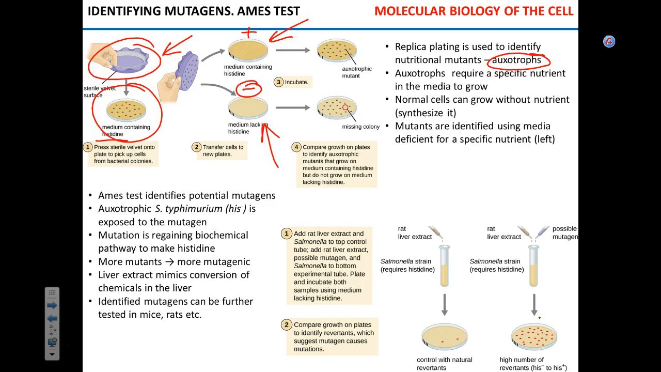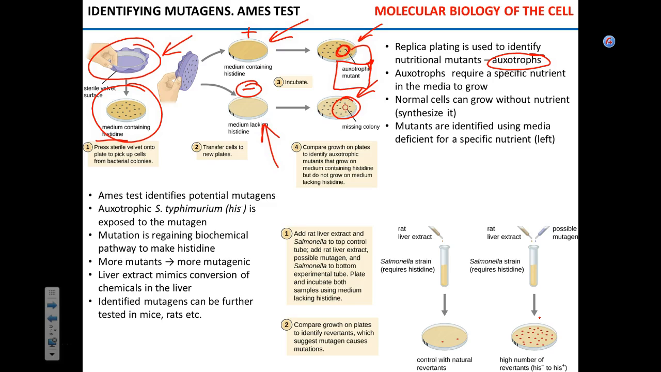So what you do, you compare the colonies and you identify one colony that's missing. Does that make sense? That's the colony that cannot make histidine. Is that clear? Okay, it's pretty neat. So you find that colony on the histidine positive medium, which is going to be here, and you isolate that auxotrophic mutant. Do you follow me so far?